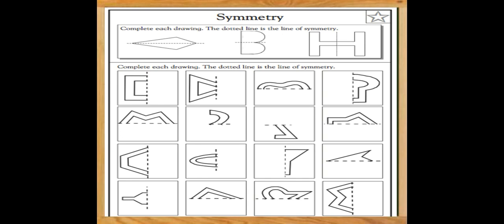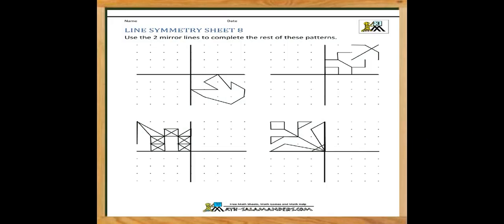Complete each drawing. The dotted line is the line of symmetry. That means these dotted lines in each of the figures are the lines of symmetry. You need to complete the figure along its dotted line to make the figure balanced. I hope you understood. Next is use the two mirror lines to complete the rest of these patterns. They have drawn the pattern and you need to use these darkened lines, the plus sign, horizontal and vertical lines, as the mirror lines in order to complete the leftover part of each of these.